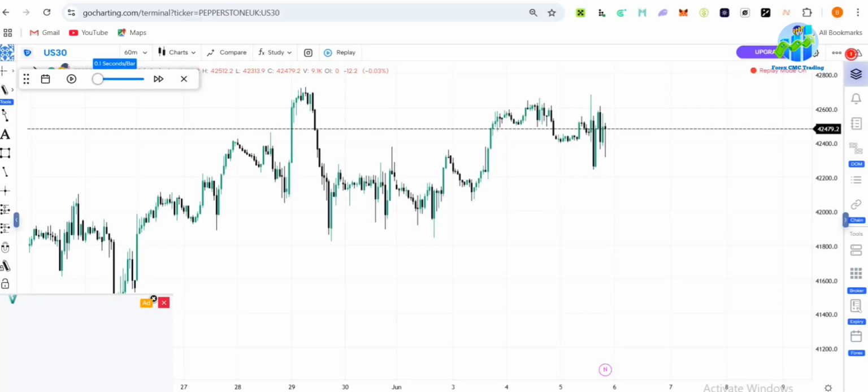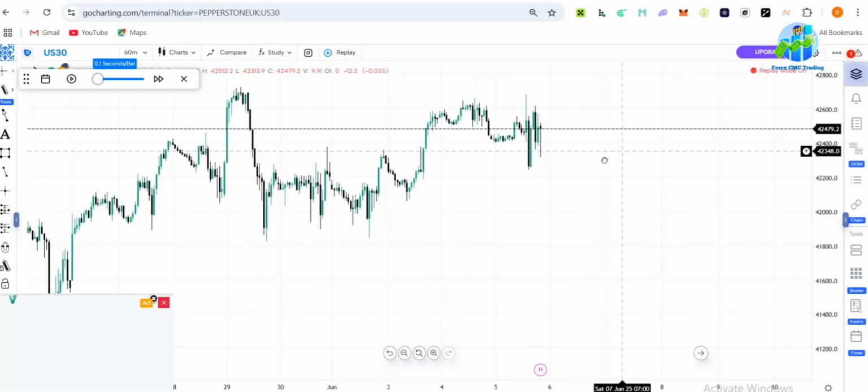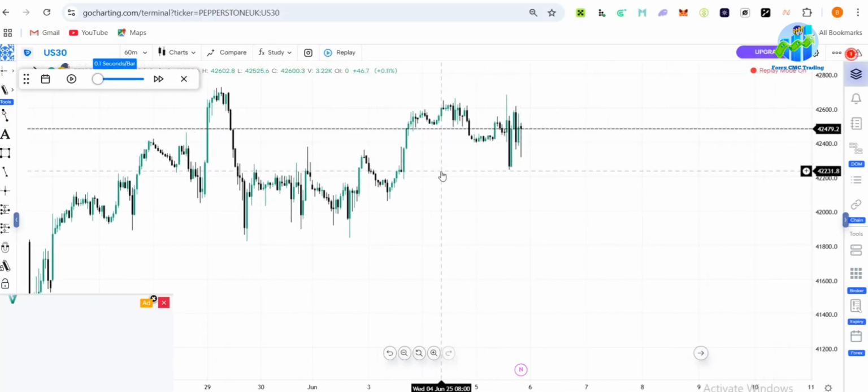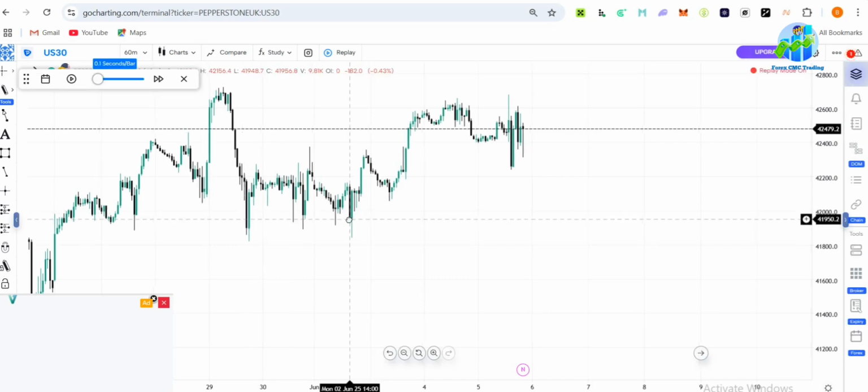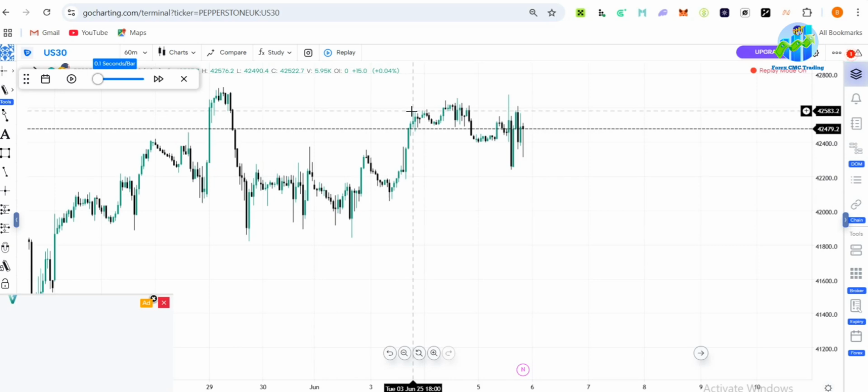I will give you the first live example here. First off, we identify the market structure. We can tell that this market is bullish. How? Low, high, higher low, higher high, right? Like that. So it has made a higher high here.